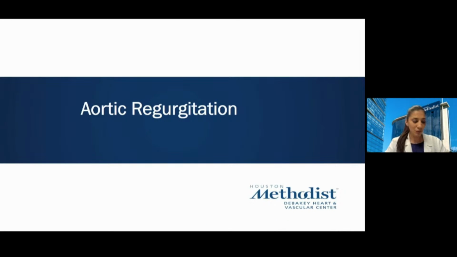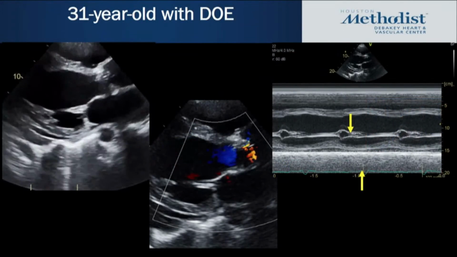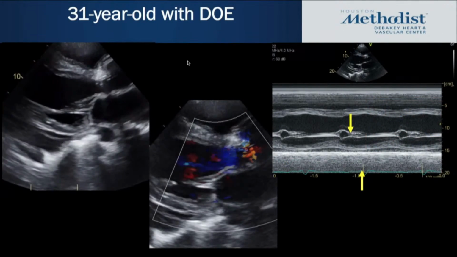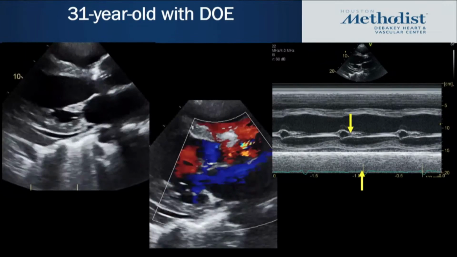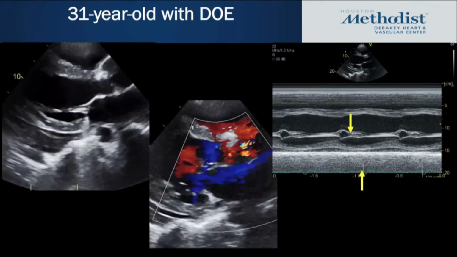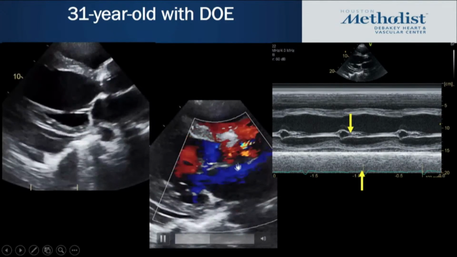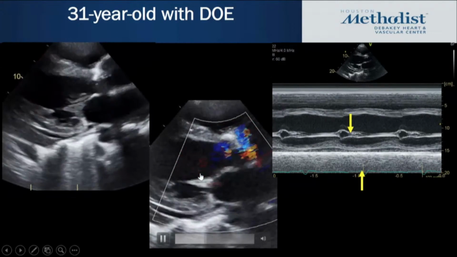All right, a few words on aortic regurgitation. Again, an example from our valve clinic. This is a 31-year-old male who presented with severe dyspnea on exertion. This is the parasternal long axis view, and you can appreciate the LV dilation and depressed function. The jet here is very eccentric. You can't really see it in the LVOT that well.